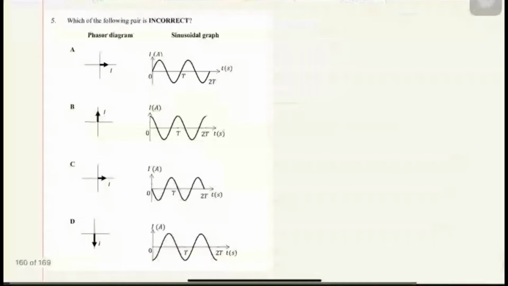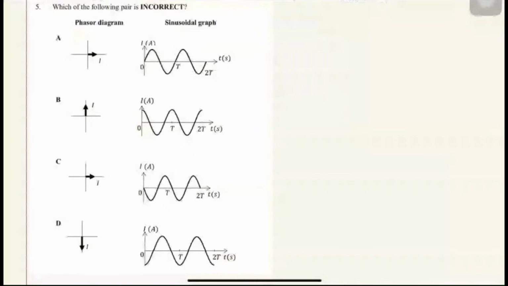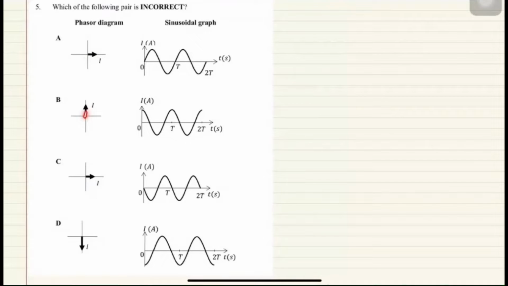Okay, and then the last question, which of the following pair is incorrect? They give you the phasor diagram, and then they ask you to draw the sinusoidal graph. Like I said, for the phasor diagram, we are the ones who set I in that direction. So actually I can be in different directions. If the position of I changes, that means the graph also changes.